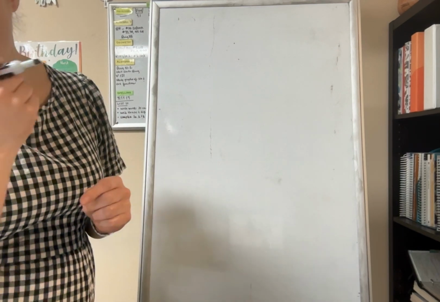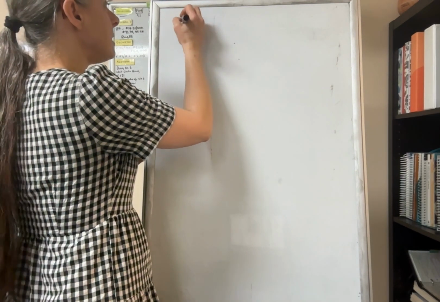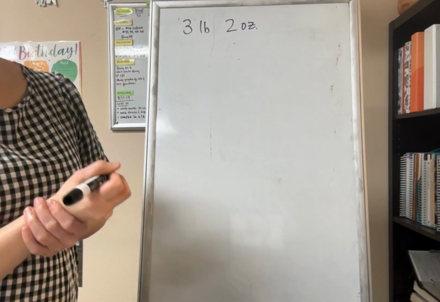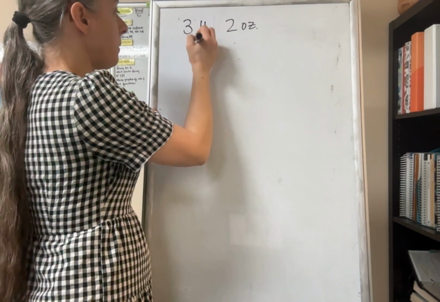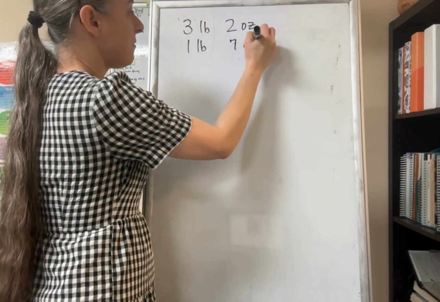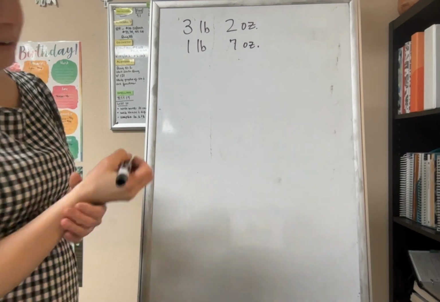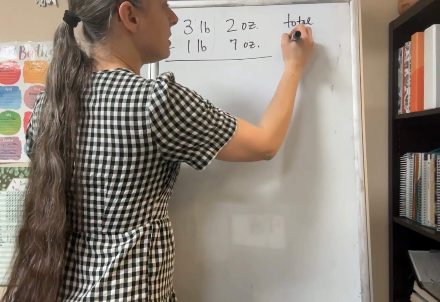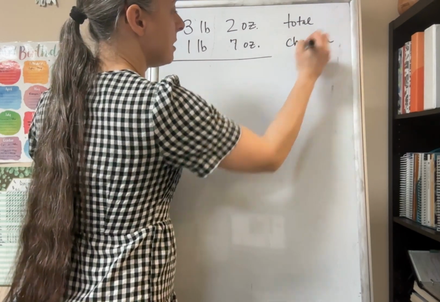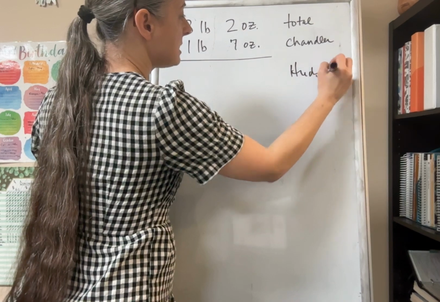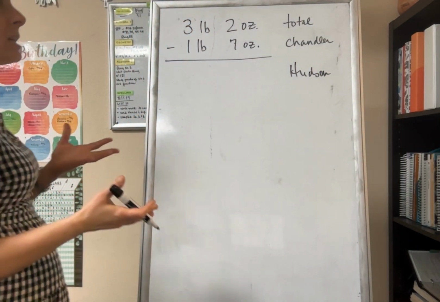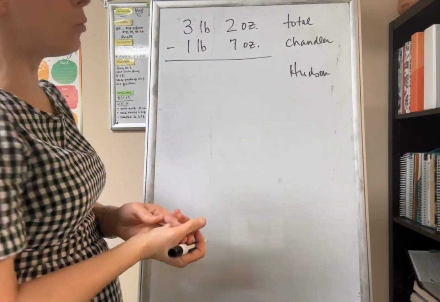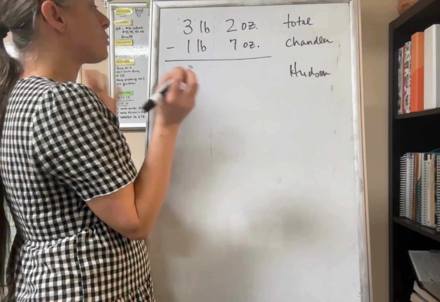So the first thing we know is that we've got total candy weight of 3 pounds and 2 ounces. And Chandler's weighed 1 pound and 7 ounces. And we want to figure out how much Hudson's was, right? So this was the total weight. This is the weight of Chandler's candy. We want to know how much did Hudson's candy weigh. So we need to subtract what we know, Chandler's weight, from the total weight to find what we don't know, which is Hudson's weight.